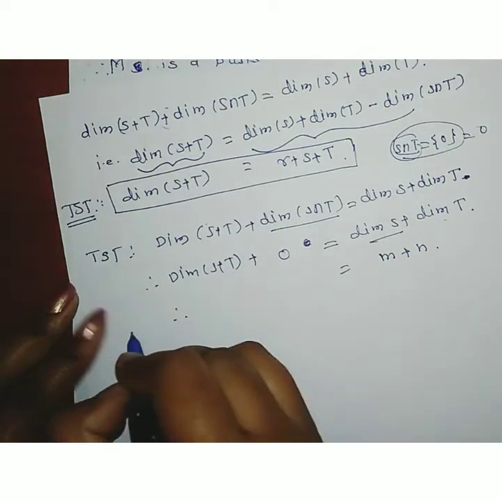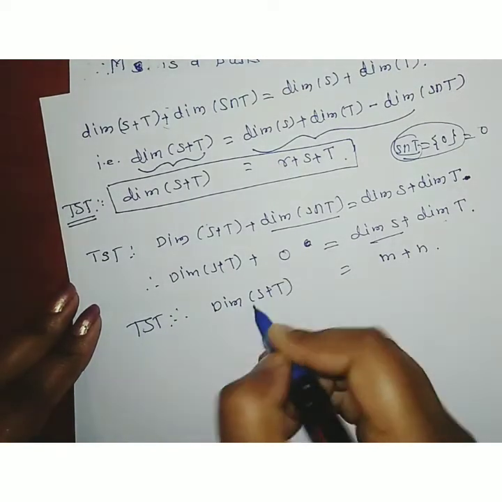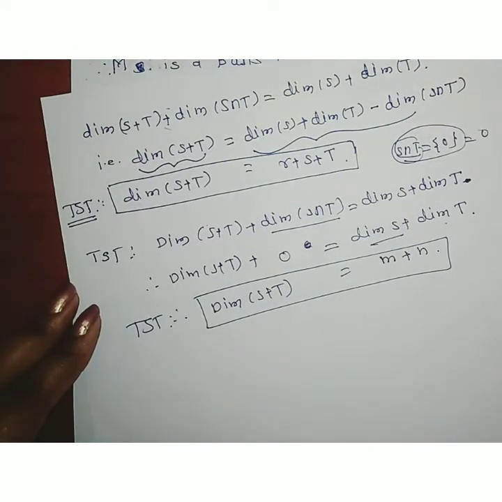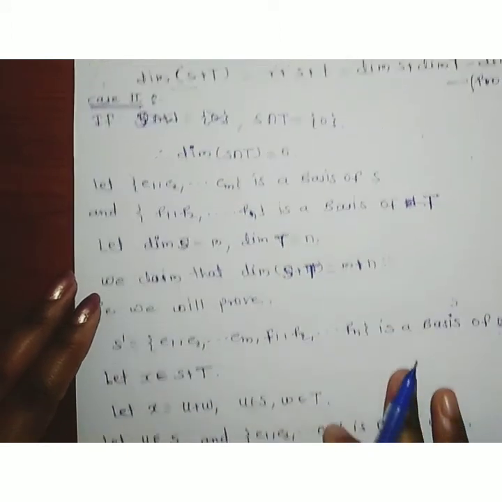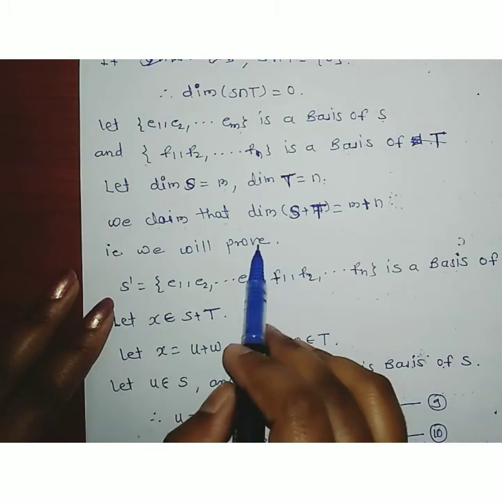But we know that the dimension of S is M and the dimension of T is N. Therefore what we have to show? We have to show that dimension of S plus T is equal to M plus N. So we claim that dimension of S plus T is M plus N. Now that is what we will prove.